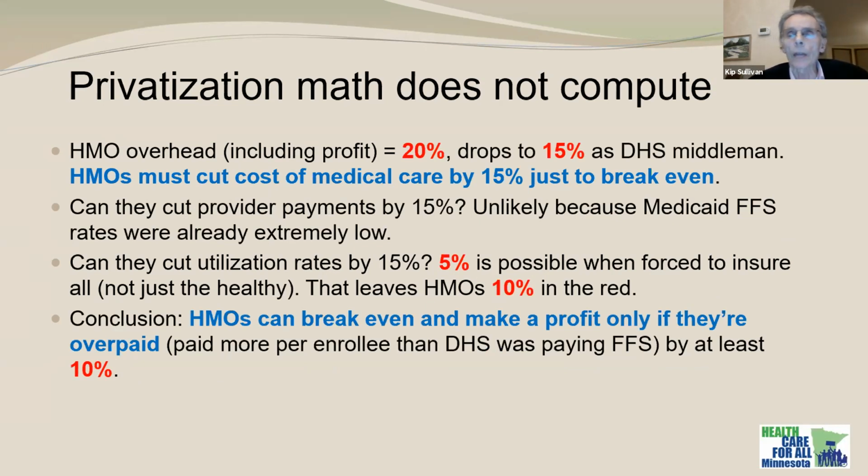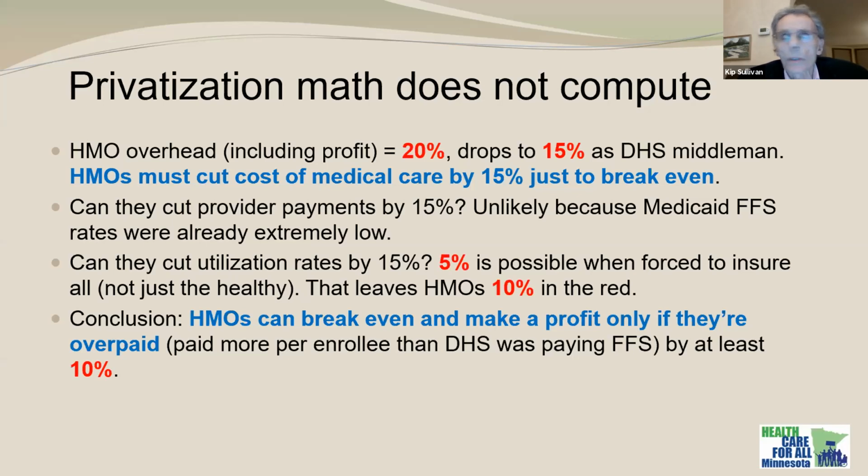I want to stop now and just tell you why it is impossible for an insurance company to save Medicaid or Medicare any money. We start with the proposition, with the statistics you see here at the top, that the typical insurance company overhead is 20%. That is, you give an insurance company $1 worth of premiums, they keep 20 cents to run their shop, and they give the other 80 cents to doctors and hospitals. Now that 20% number drops to 15% once an HMO begins to act as a DHS middleman, once they have a contract to insure Medicaid or Medicare enrollees.